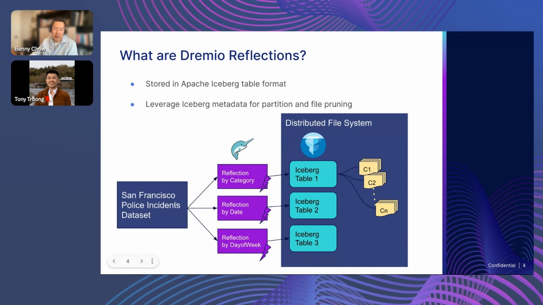And oftentimes when customers use reflections, you're going to cache the same piece of data in different ways, depending on the user query access pattern. So maybe you have a reflection that's partitioned by category, by day, and by day of week. And each reflection, as I said, is materialized in its own Iceberg table. And then the Iceberg table itself, underneath the covers, is going to organize its underlying Parquet data files by the Iceberg table's partitioning scheme. So that's what I've illustrated here.